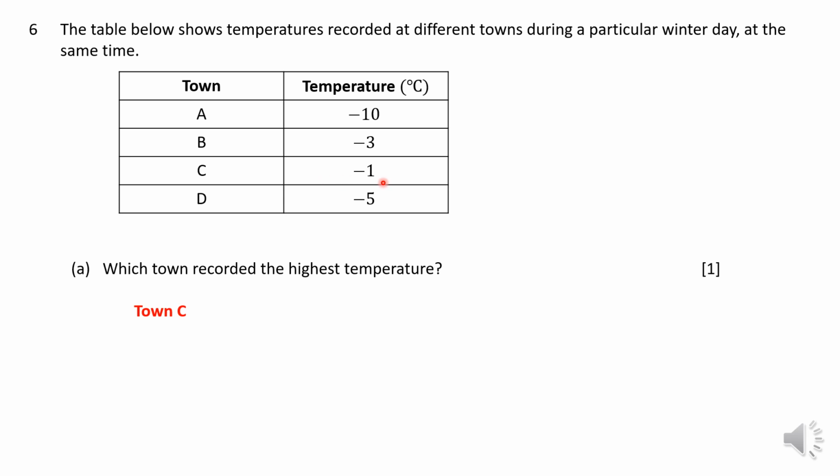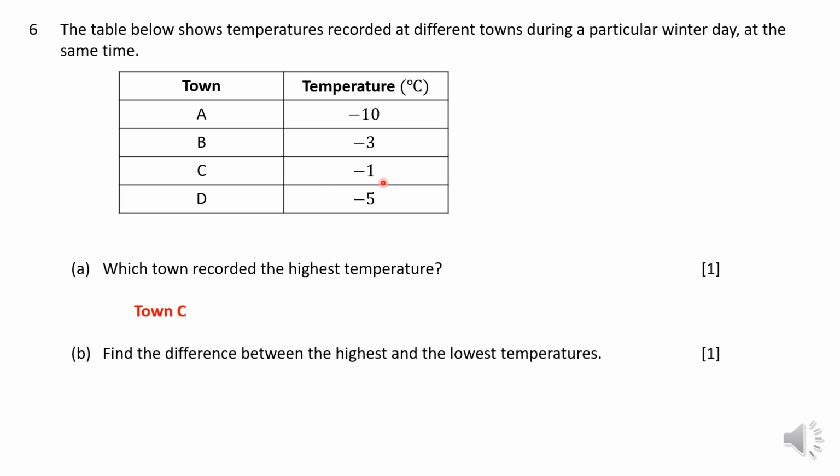So town C. The second part says find the difference between the highest and the lowest. Now we already know what the highest is, and the lowest is the one that is furthest away from 0, if you can think of it in that way, and therefore the correct difference between the temperatures is 9 degrees Celsius.